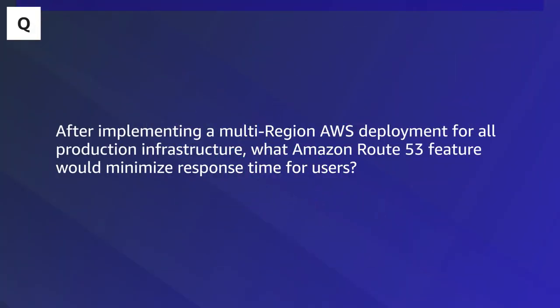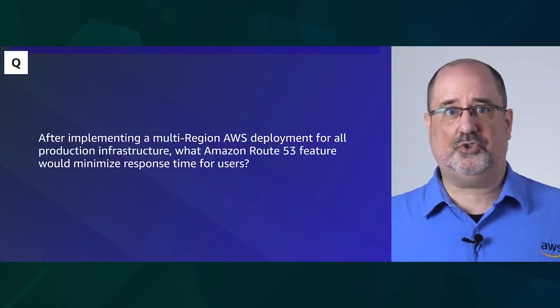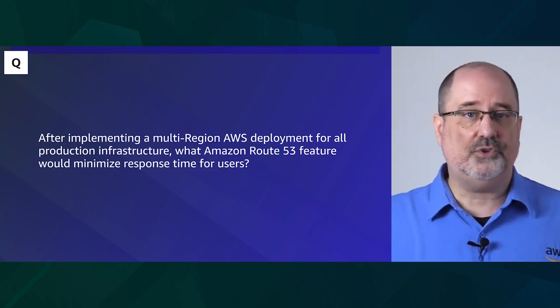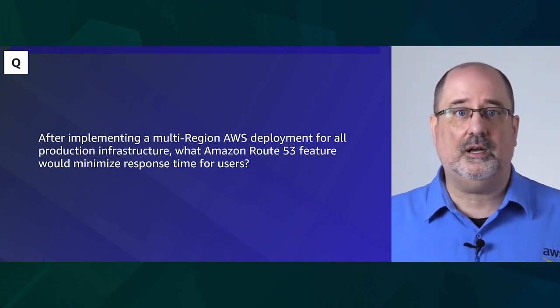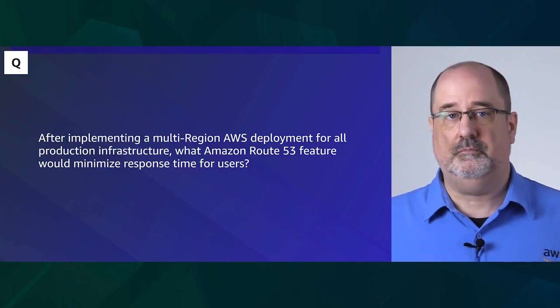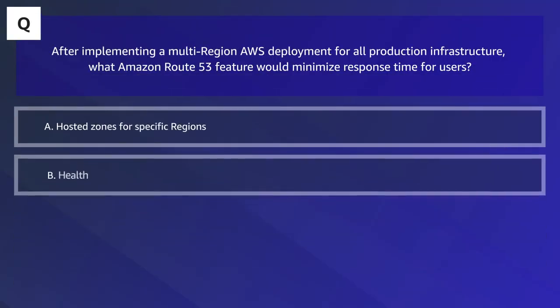After implementing a multi-region AWS deployment for all production infrastructure, what Amazon Route 53 feature would minimize response time for users? Now, breaking down this question is not that difficult, as there's not a lot of moving parts here. Let's see. Multi-region deployment, Amazon Route 53, and the value is minimizing response times. This is a straightforward knowledge check of how well you understand the options in Route 53 when it comes to implementing routing policies. Four responses.